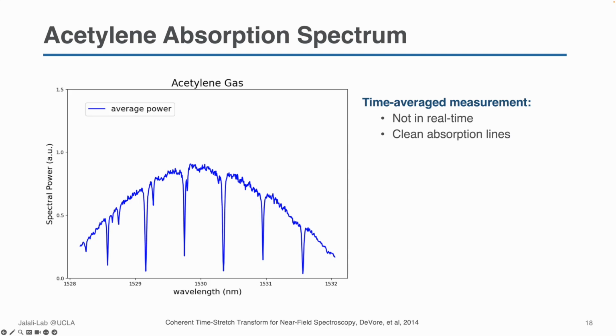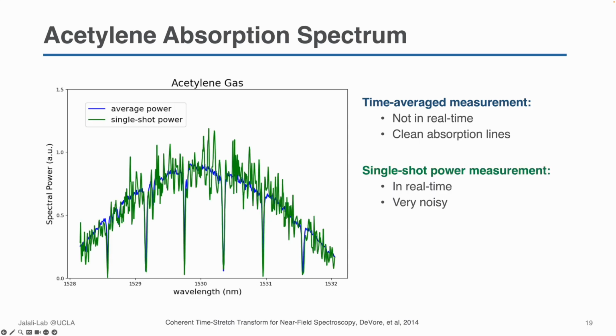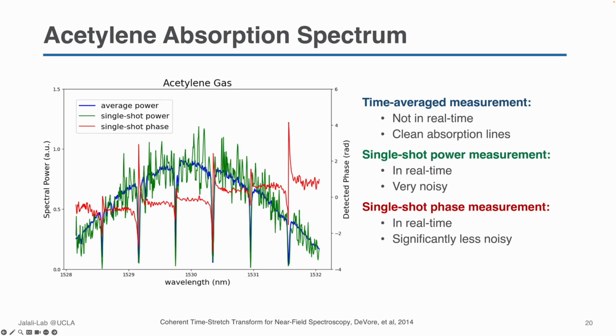In this 2014 paper from our lab, the absorption line of acetylene gas was measured via different approaches. The figure here shows the absorption power spectrum measured by an optical spectrum analyzer in a time-averaged manner. You can see these narrow absorption lines. This is relatively clean to observe, but such measurement cannot be performed in real time. Now, the green line represents the absorption power spectrum measured in single shot. This measurement can be done in real time using a time stretch, but it is very noisy.